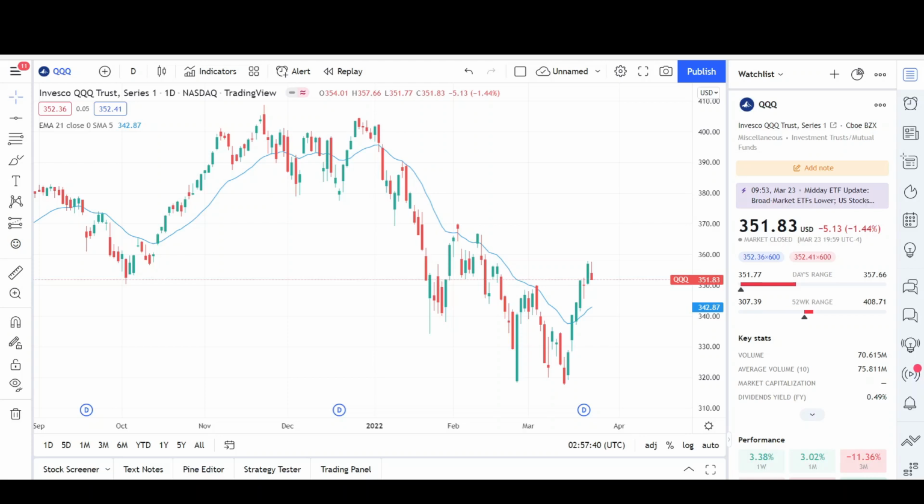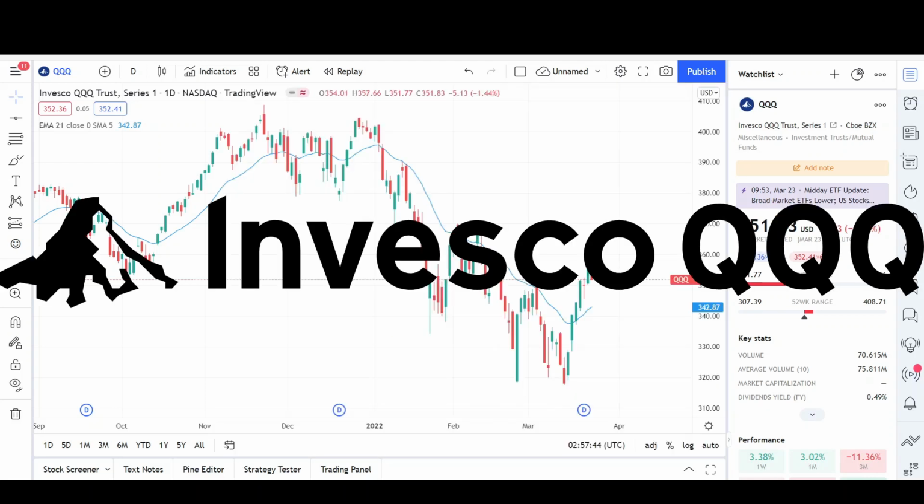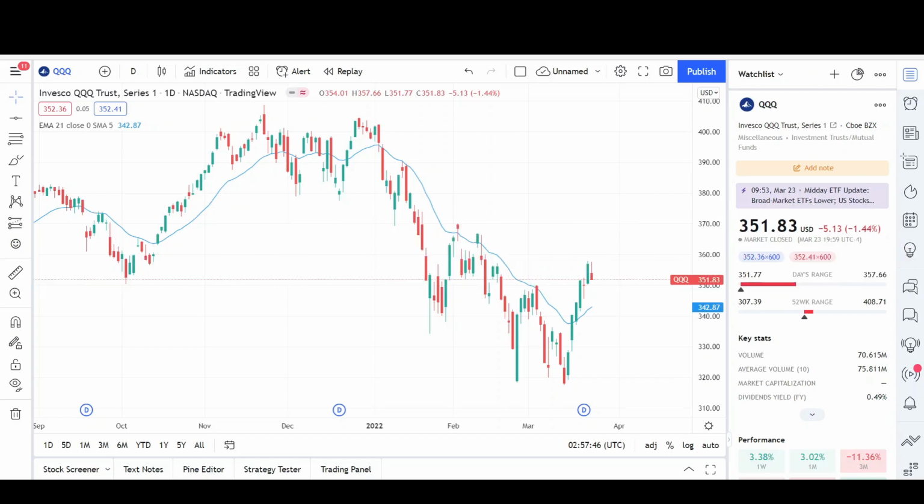What's up, traders? This is Vee Trades, and today I'll be doing a technical analysis breakdown for the INVESCO QQQ trust with the ticker symbol QQQ.